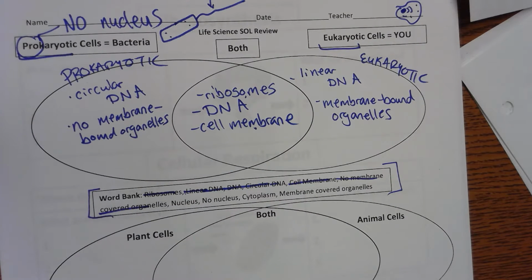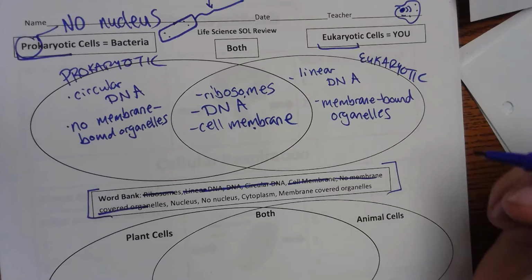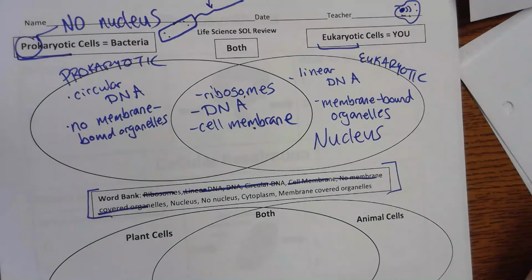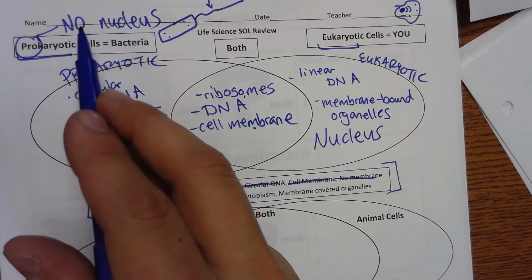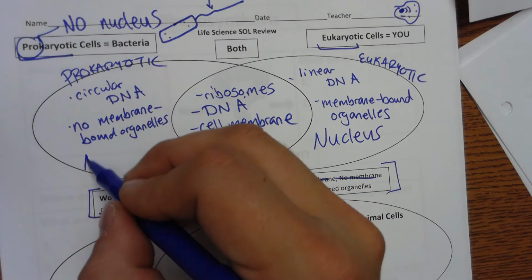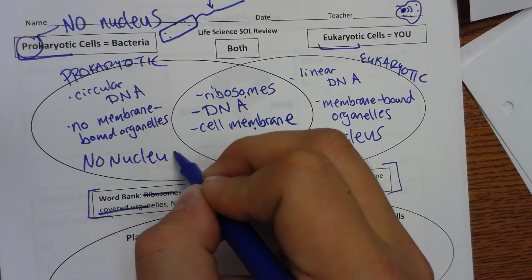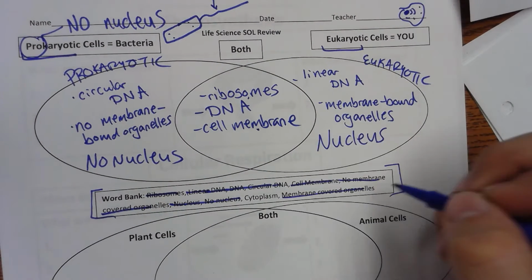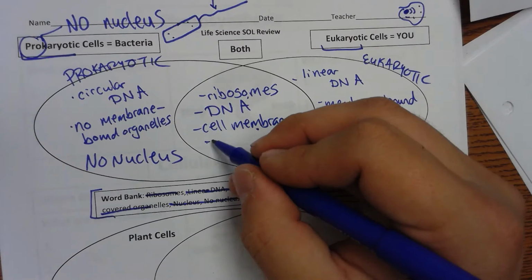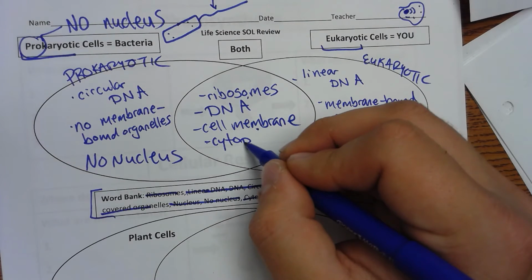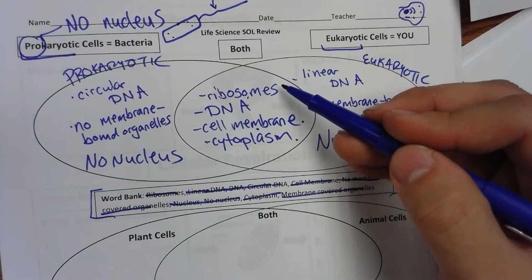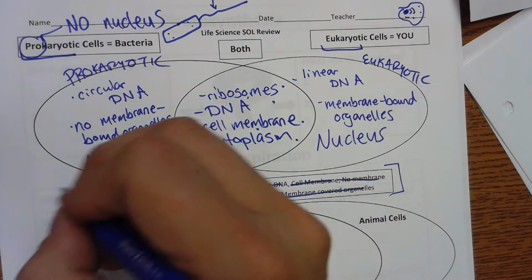Okay. The key thing here, again: eukaryotic cells have a nucleus. Pro means no, so prokaryotic has no nucleus. Okay, we did that. And like I said, they both have the basic cell organelles. They both have cytoplasm, cell membrane, ribosomes, DNA. But this is the key.